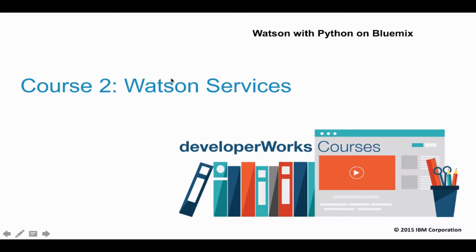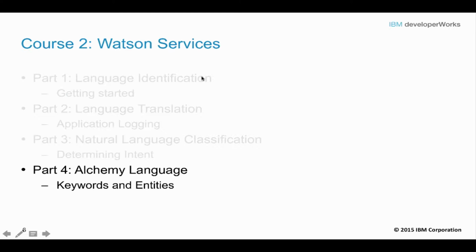This is Course 2 in the Consuming Watson Services with Python on Bluemix series. In this course, we've been looking at the Watson language services, and how you can use those services to add language cognitive capabilities into your application. We have identified which language our user is using, we've performed a translation if necessary, we've used a natural language classifier to determine the intent, and now we're going to use Alchemy language to determine keywords and entities.